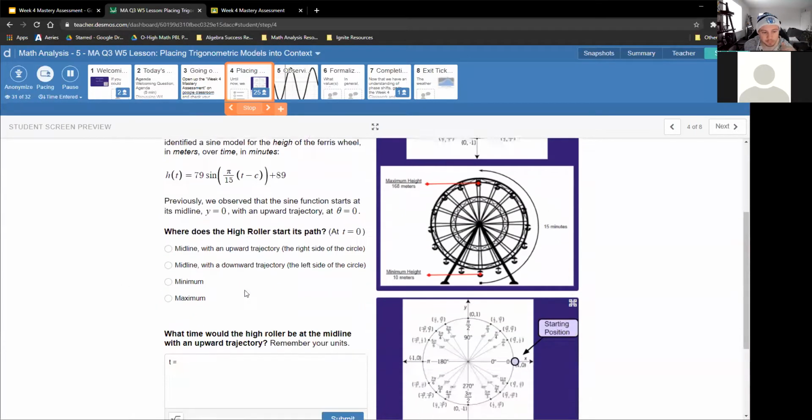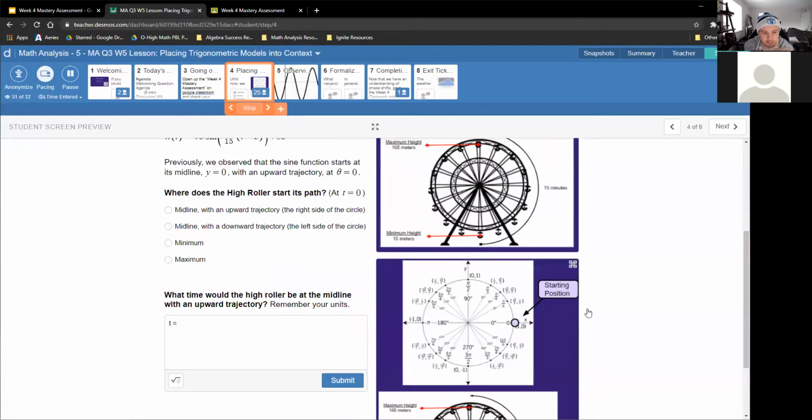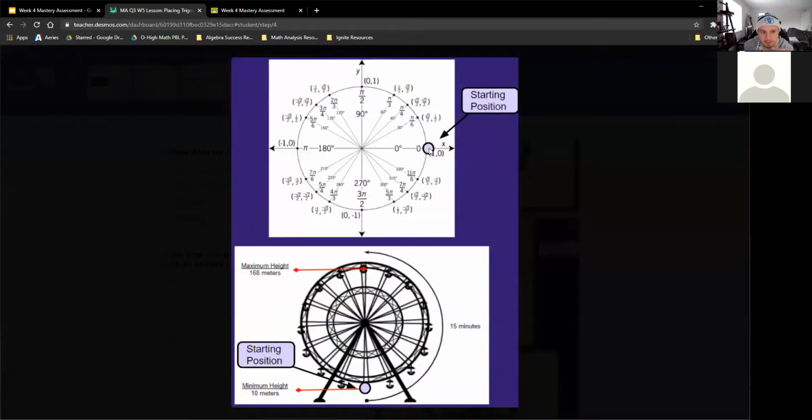So previously, y'all, we observed that the sine function, right? You can see here, the sine function starts at angle 0, right? 0 radians, 0 degrees, whichever one you're using, it starts at 0, right? So it starts here at the midline with an upward trajectory. Do you guys notice that? Like, notice how if I go along the unit circle, it starts going upward first rather than downward. That kind of matters, right? Because if I'm starting over on the left side, then I would be going downward. But because I'm starting on the right side, I'm going upward, right? As I go counterclockwise.